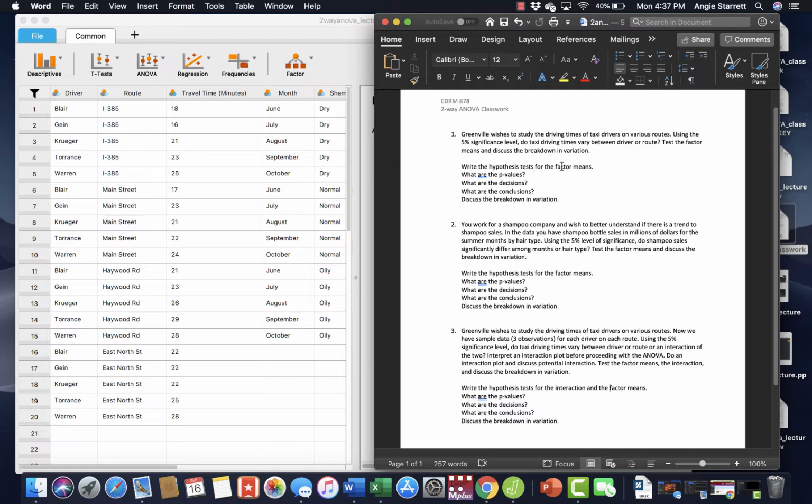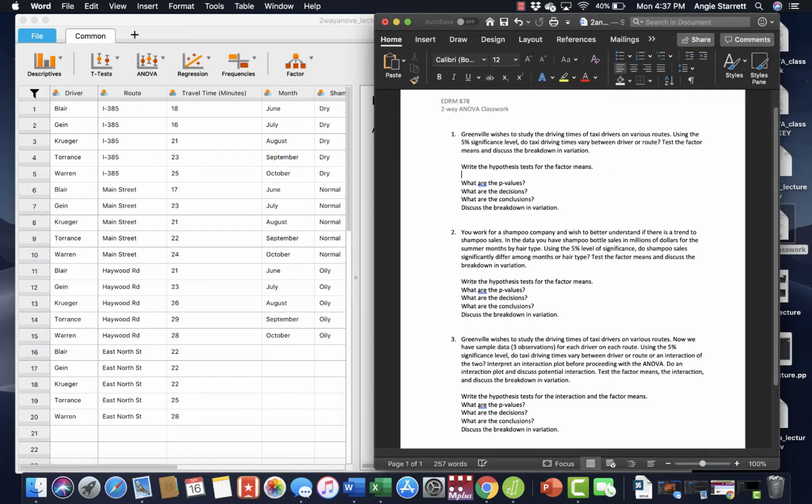Greenville wishes to study the driving times of taxi drivers on various routes. Using the 5% significance level, do taxi driving times vary between driver or route? Test the factor means and discuss the breakdown and variation. All right, so let's write the hypothesis test first.